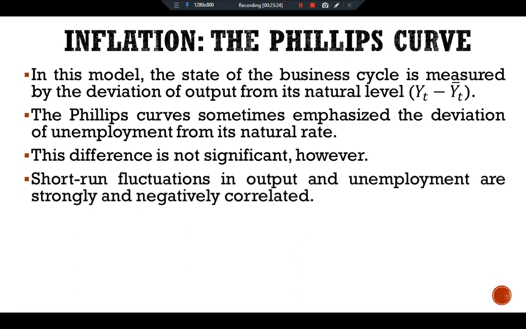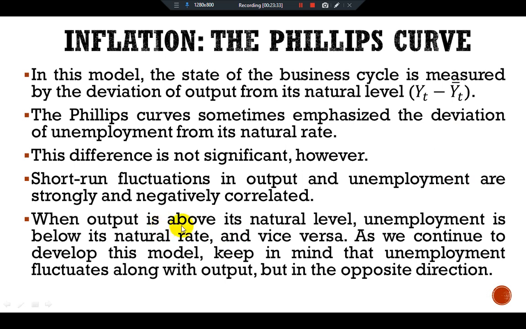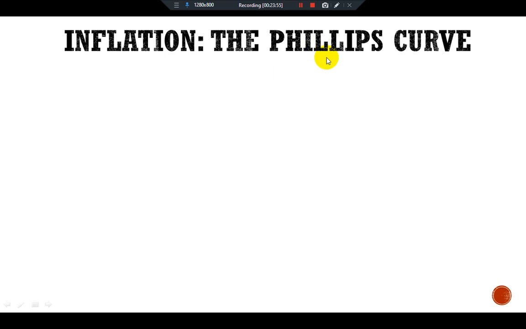However, short-term fluctuations in output and unemployment are strongly and negatively correlated. So when output is above its natural level, unemployment is below its natural rate, and vice versa. As we continue to develop this model, keep it in mind that unemployment fluctuates along with output, but in the opposite direction. Okay, moving toward the further discussion related to the inflation, the Phillips curve.